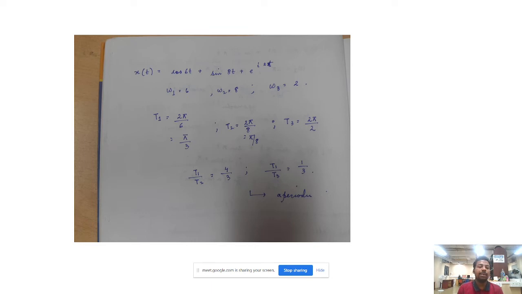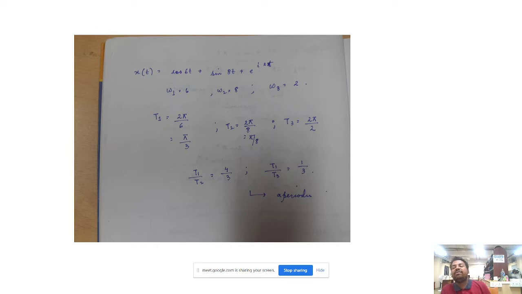So now, for example, instead of summation of two periodic signals, let us have summation of three signals. Here x(t) is equal to cos 6t. Let us consider cos 6t as x1(t), sin 8t as x2(t), and e to the power j2t as x3(t). So let us consider x(t) is equal to x1(t) plus x2(t) plus x3(t).